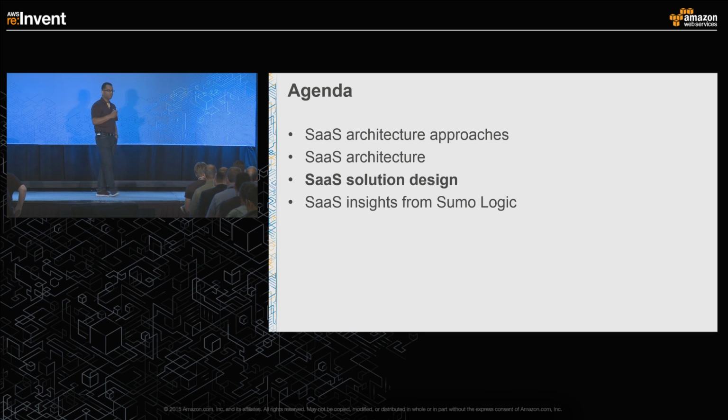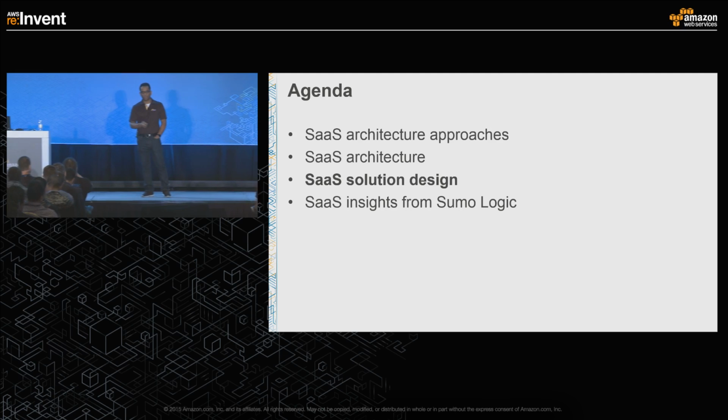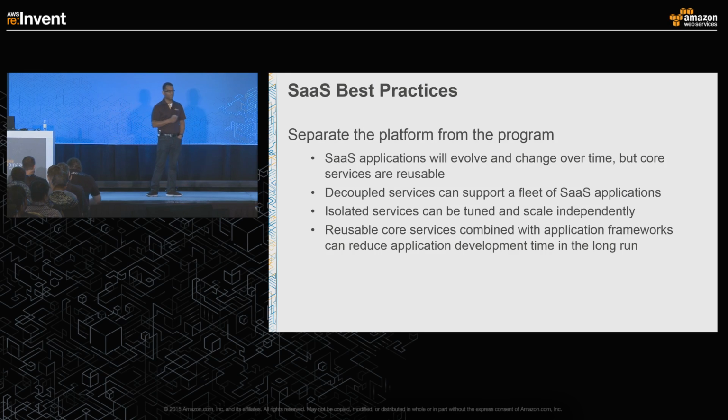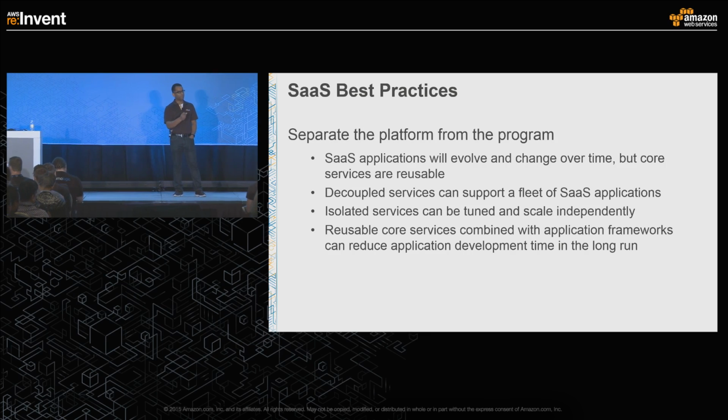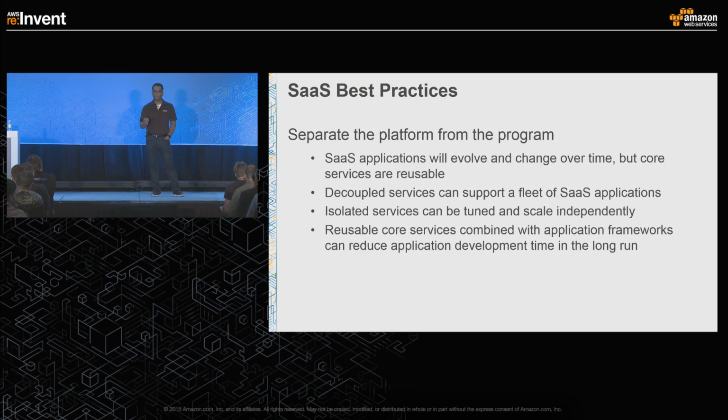All right, so now you looked at the architecture, we looked at different approaches to building out the infrastructure. Let's talk about some of the best practices that we've learned over the years from customers who've built SaaS solutions on AWS. The first is to separate the platform from the program. And what I mean by this is that you should consider a service-oriented approach where each of the components that we talked about can run completely independent of each other, and it should not be tightly coupled with your main application. The reasons for that are numerous.